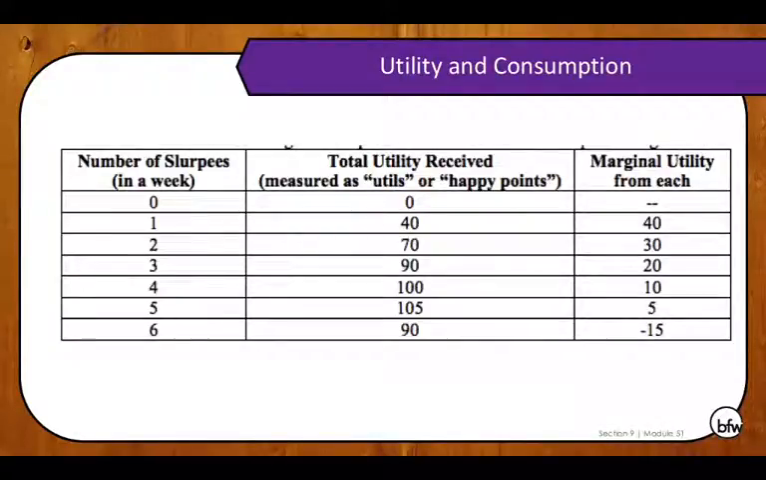Now, as we begin to look at utility and our consumption choices, we might begin by looking at something that people might want to consume, like a Slurpee. Okay? And so here is a chart that shows the number of Slurpees that we could potentially consume in a week. Now, for now, we are assuming that Slurpees can be consumed without purchasing them.